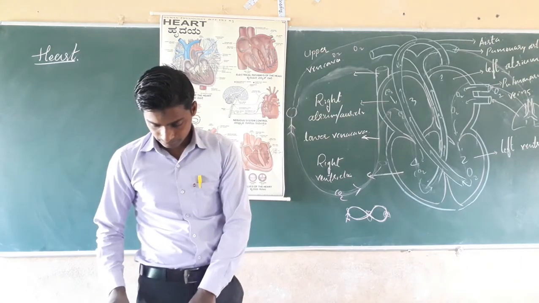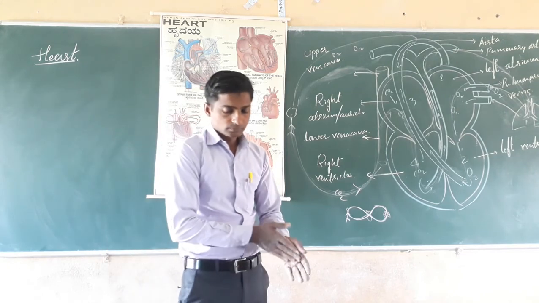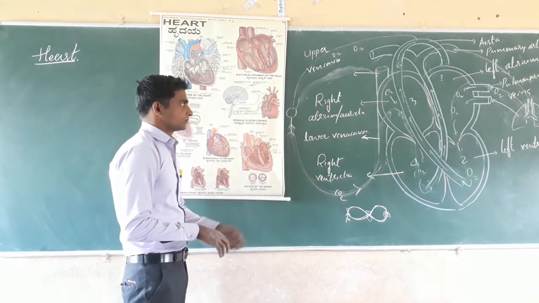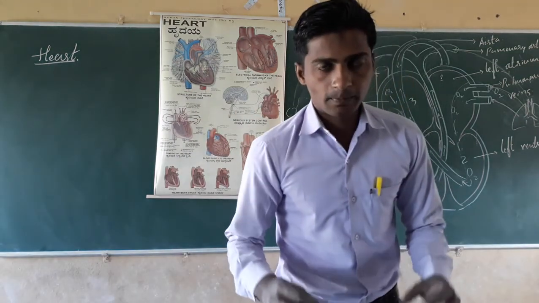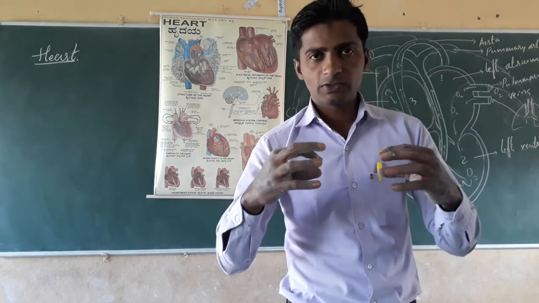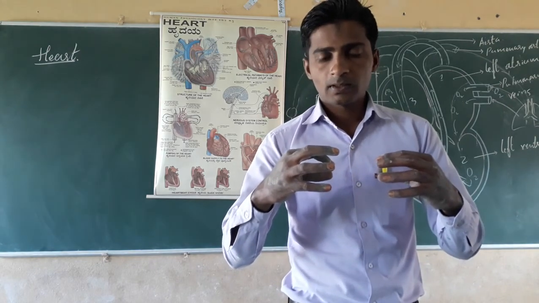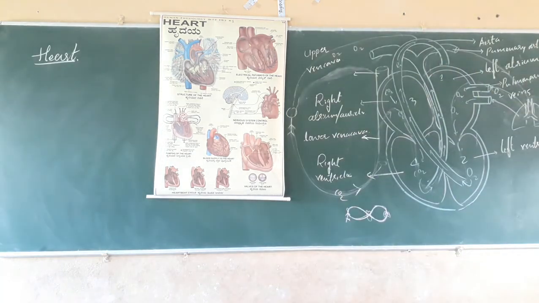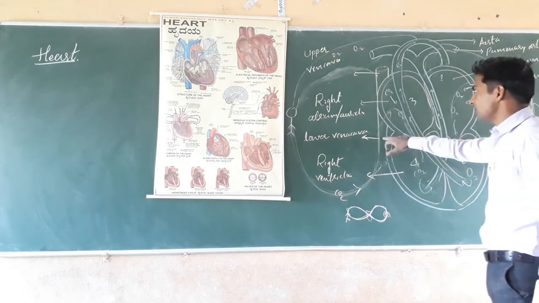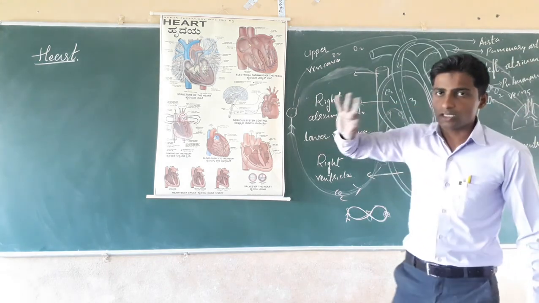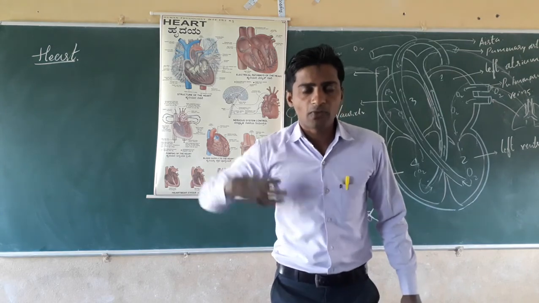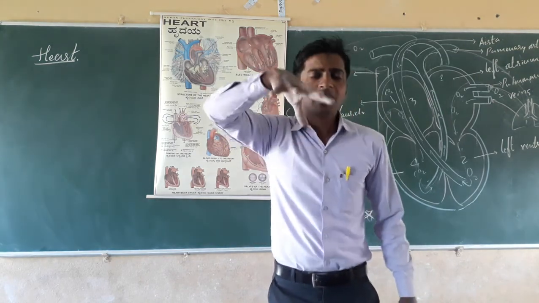That is, I told about the mechanism; once again I will explain. The blood will enter the atrium regions through the superior vena cava and inferior vena cava, that is to the right atrium. Once again I will tell you, the carbon dioxide rich blood from the body enters the right atrium.